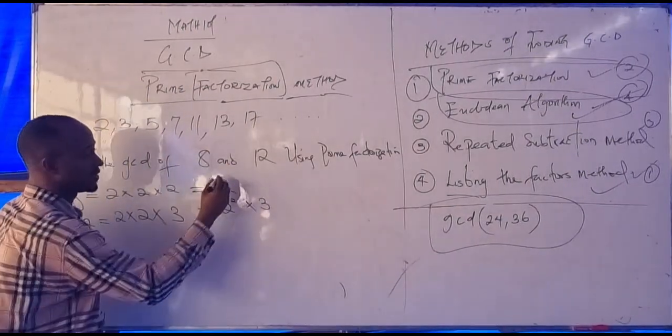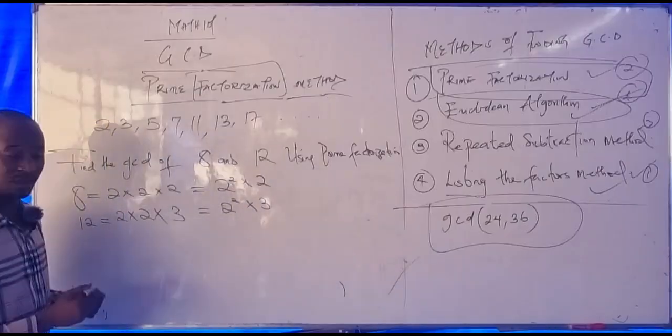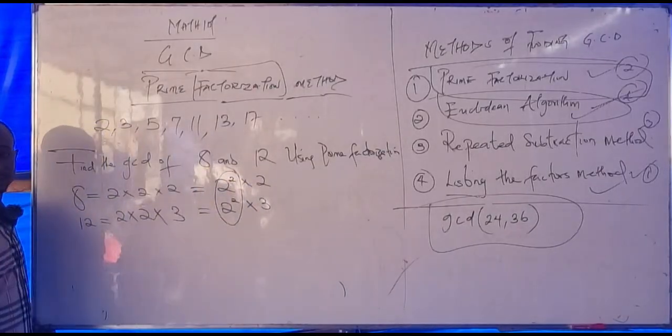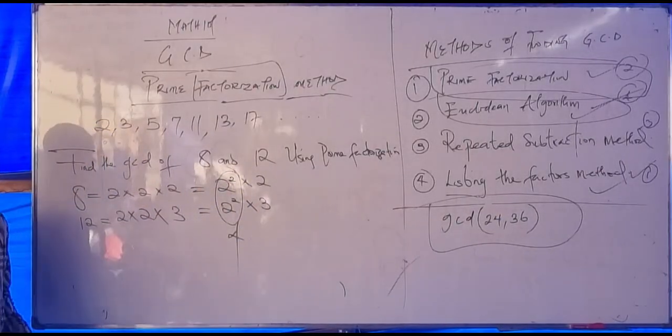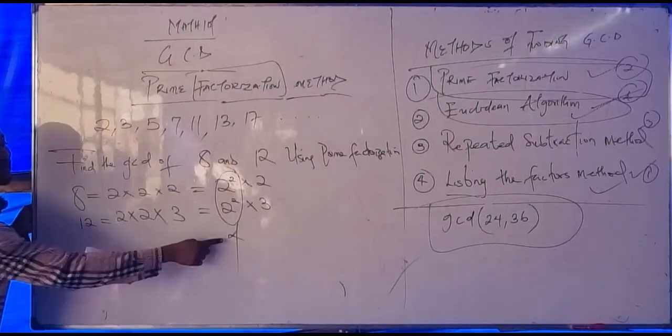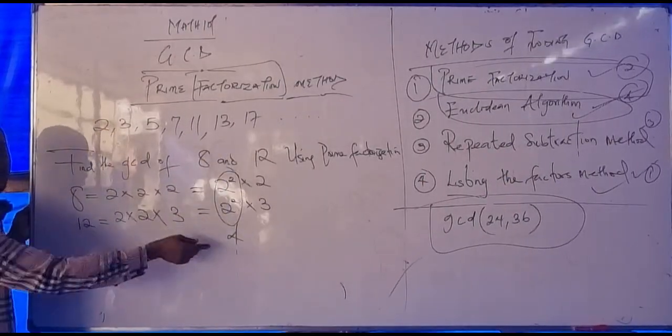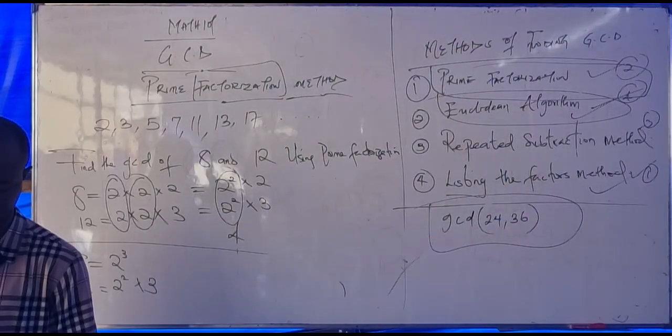This is also 2 raised to 2 times 3. So we have this as a common factor. So the answer here is 4. So the GCD of 8 and 12 is 4, because 2 raised to 2 is 4. Guys, solve this one. Let me see your answer.